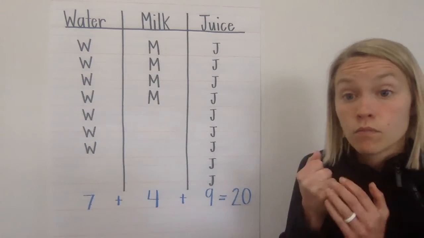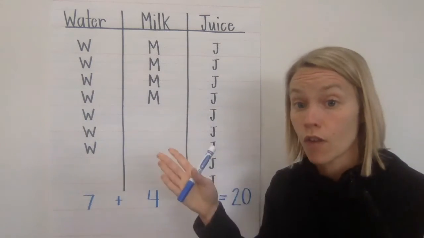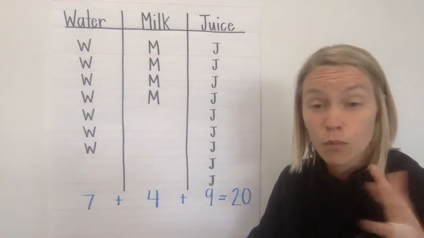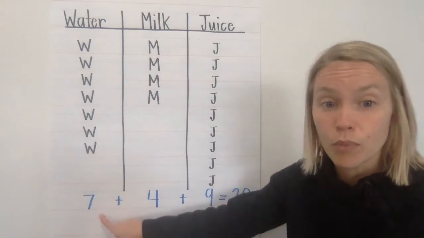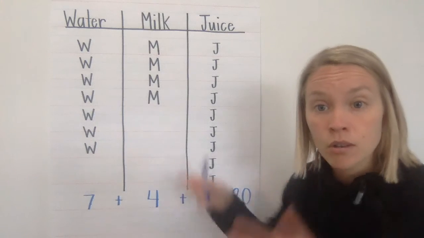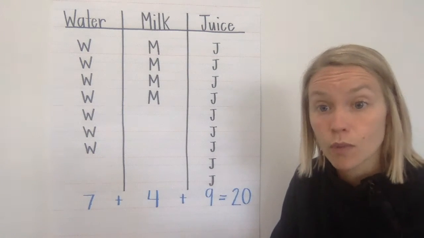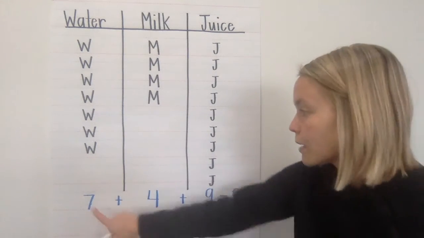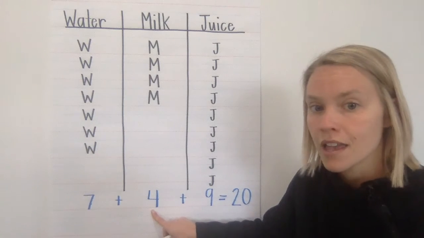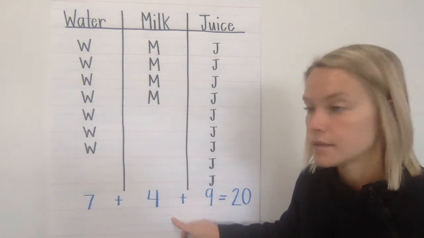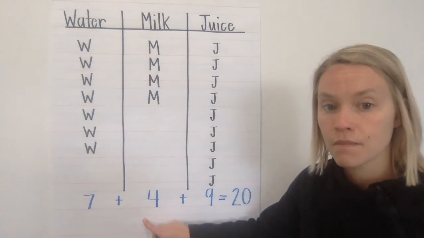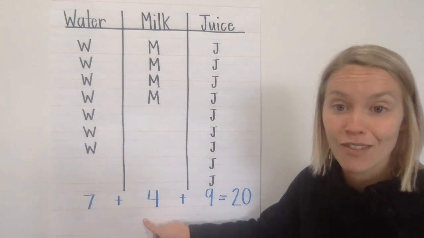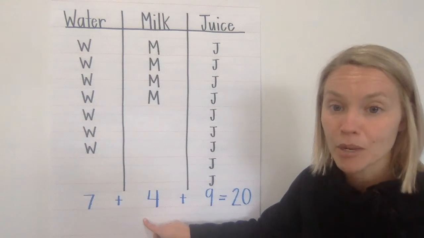Another way, let's move away from graphing for a second, just some quick number talks. What you could do is break these numbers into smaller numbers to add them together. Here's what I did to help me. I broke this 4 into a 3 and a 1. So 7 plus 3 makes 10. I know 7 and 3 makes that friendly number 10.